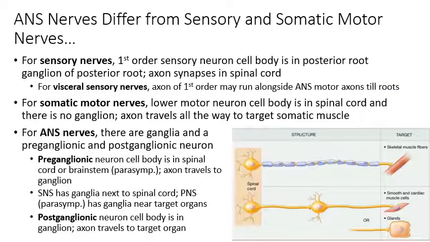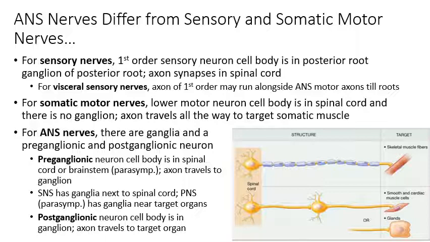So we'll go over the anatomy of the autonomic nervous system, and then we'll get into its function. We're mostly going to be focusing on how the sympathetic nervous system differs from the parasympathetic nervous system. But they also share some things in common.